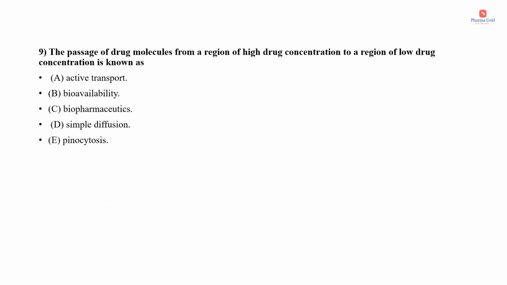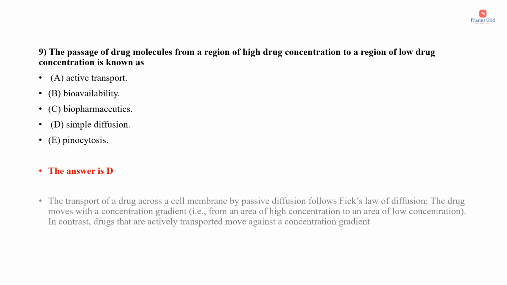The passage of drug molecules from a region of high drug concentration to a region of low drug concentration is known as, the options are: active transport, bioavailability, biopharmaceutics, simple diffusion, pinocytosis. Here the correct answer is option D, that is simple diffusion.